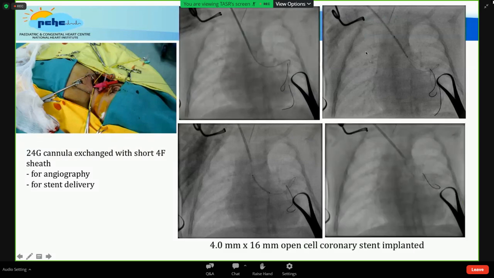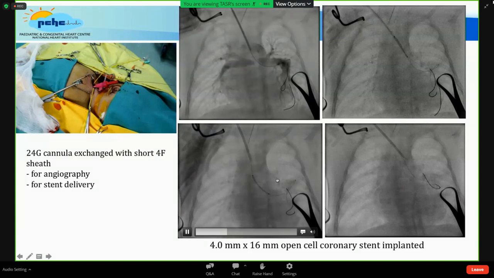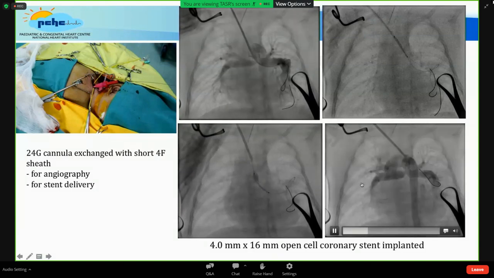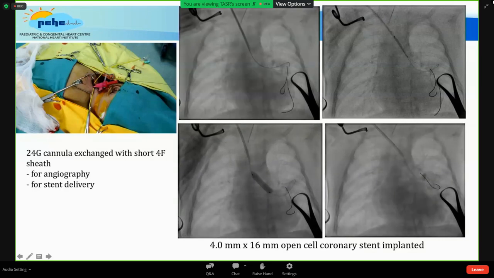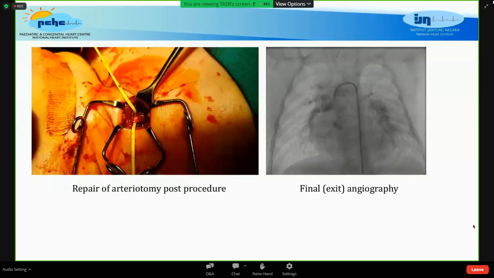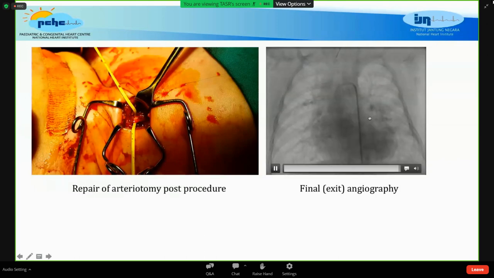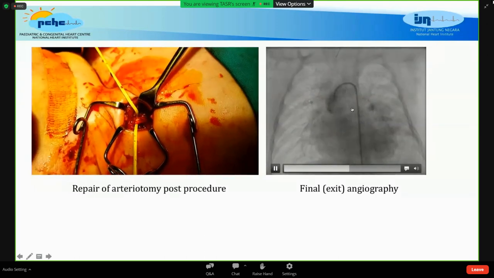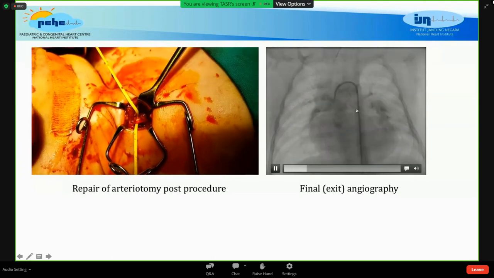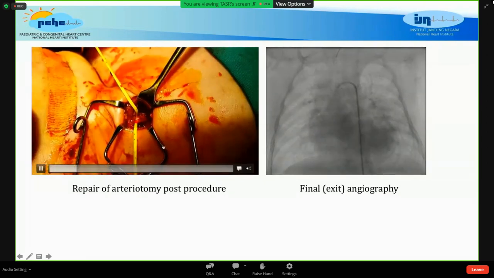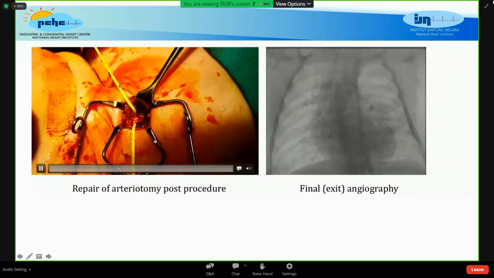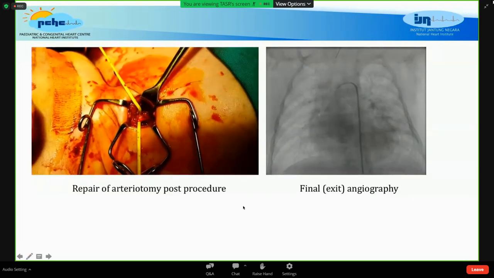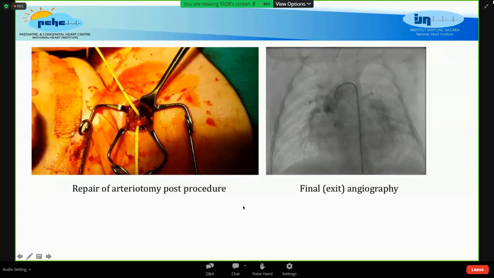The stent was then delivered. This is an open cell coronary stent, and you can get a good result after the carotid approach. This was followed by a final angiography, which showed good pulmonary artery size and stent flow. The carotid cut down is then repaired by our surgical colleague to end the procedure.